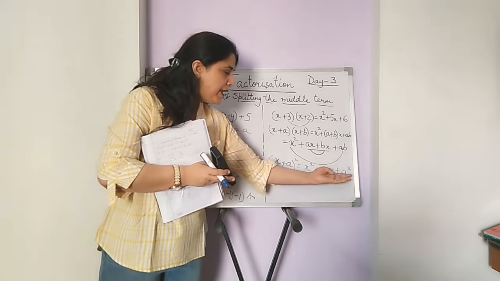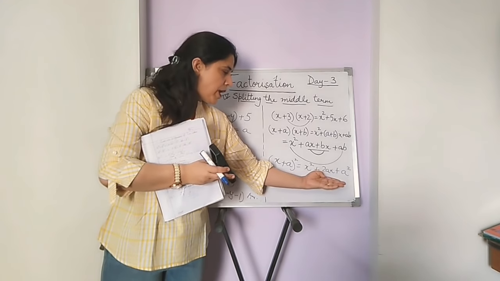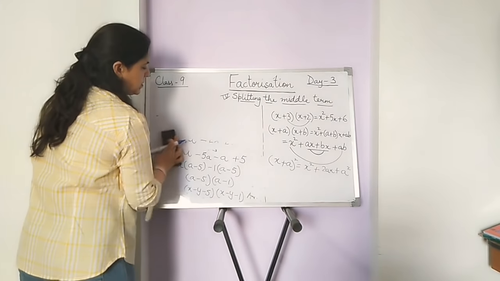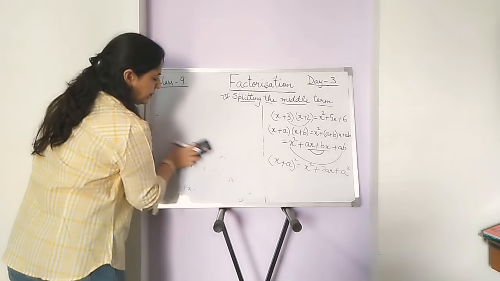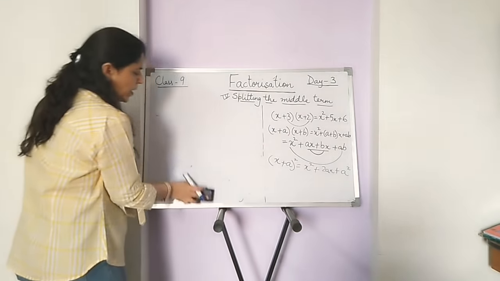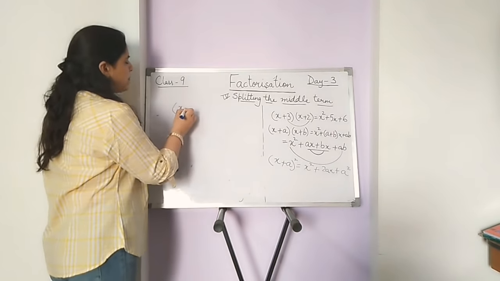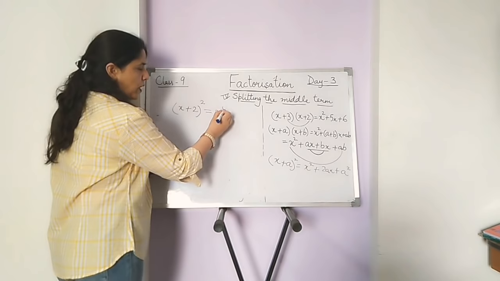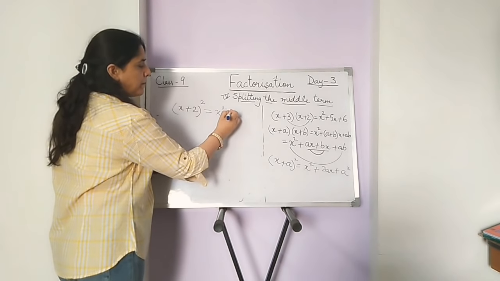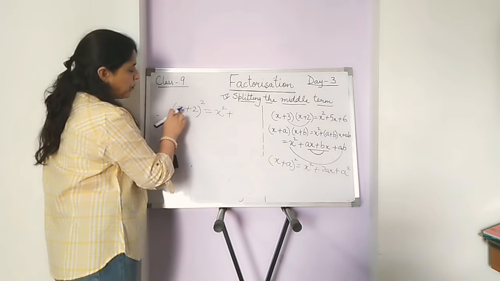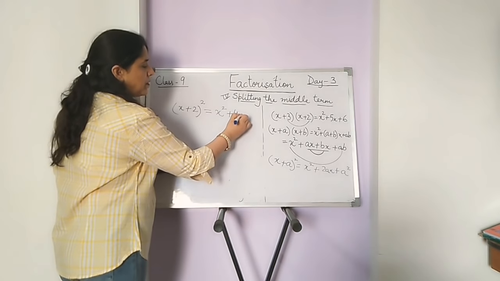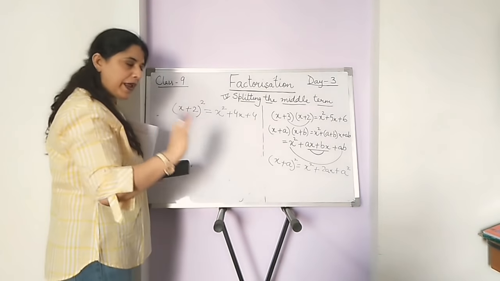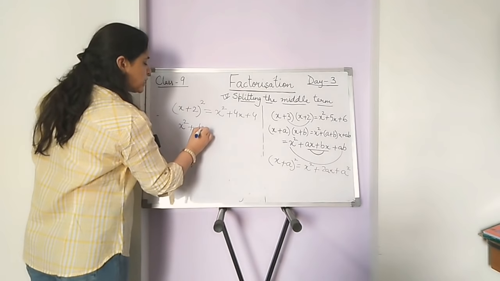x plus a the whole square, if I get an expression like this. Let us take another example, x plus 1 the whole square. Let us open this, that is a perfect square method, children. Now let us take x plus 2 the whole square. When we open this, what do we get? X square plus twice the product of the two terms is 4x plus 4. This is expansion. Now, how to factorize if it is given x square plus 4x plus 4?